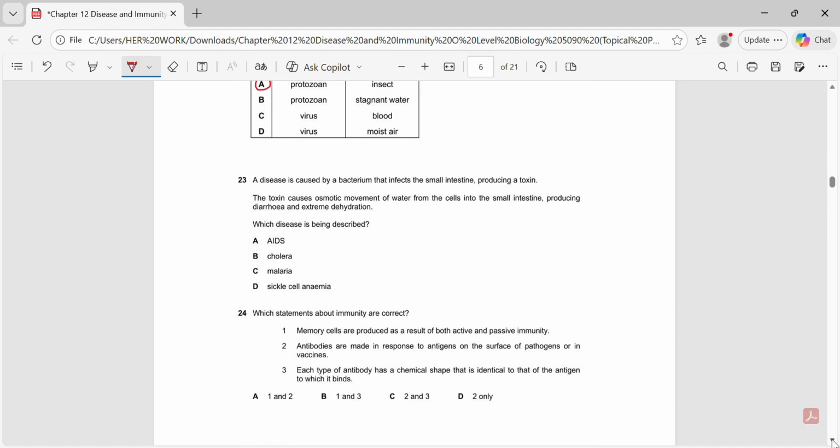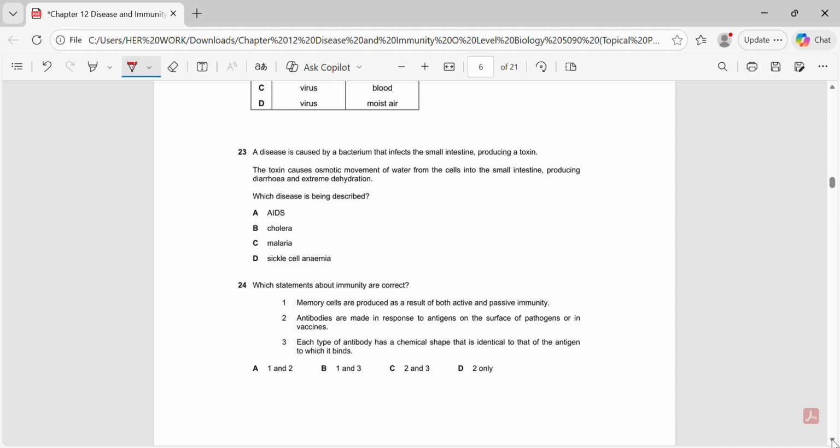Next question says, a disease is caused by a bacterium that infects the small intestine, producing a toxin. The toxin causes osmotic movement of water from the cells into the small intestine, producing diarrhea and extreme dehydration. Which disease is being described here? So, the correct answer here is B, cholera. This description clearly matches cholera, which is caused by the bacterium Vibrio cholerae. The bacterium releases a toxin in the small intestine that causes water to move by osmosis into the intestine. This results in severe diarrhea and extreme dehydration, which are characteristic symptoms of cholera.